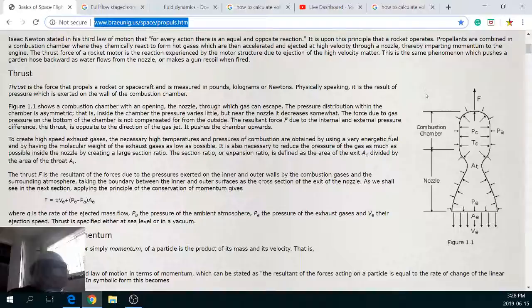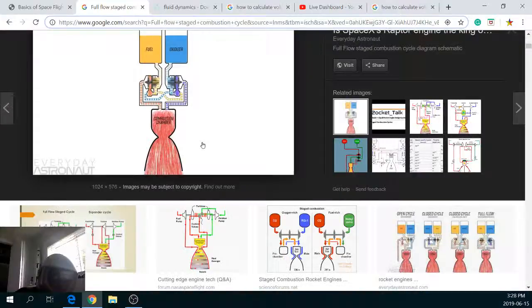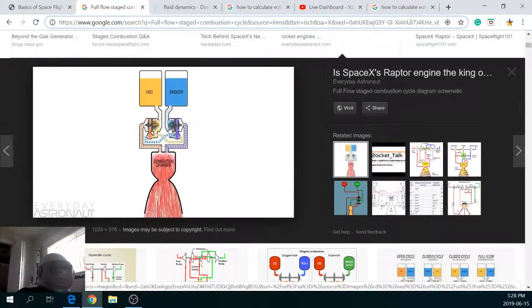Okay, so for this, I'll be trying to figure out what equations I'm going to need to design this. Now mind you, this being a full flow staged combustion cycle, there's fuel and oxidizer. The fuel goes in with the oxidizer, gets burnt in a pre-burner, and gets sent down to the main combustion chamber. The oxidizer does the same, but it actually has a more oxygen-rich mixture, meaning that technically this should be burning hotter, this should be burning colder if I understand this correctly.